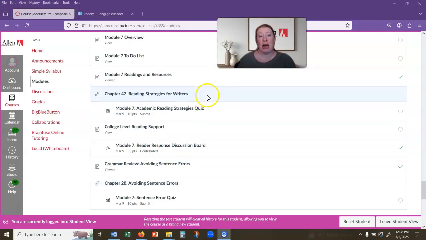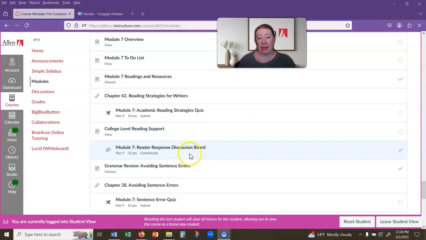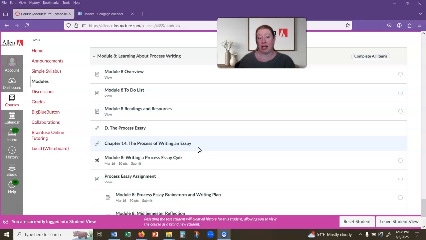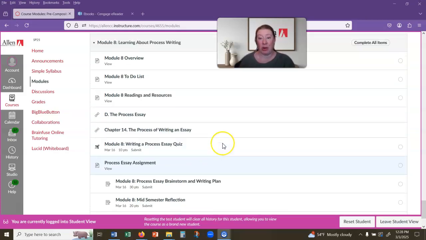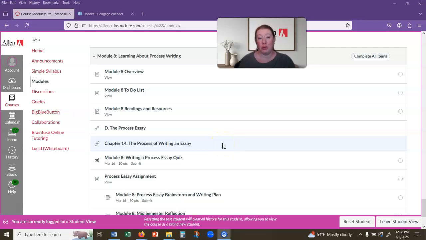If you remember, Module 7 was all about academic reading, and so we kind of covered the reading requirements for the class. And now we're moving on to the essay requirements for the class. We're going to write 2 essays. The first one is going to be what's called a process essay. A process essay is an essay that describes something in a number of steps.